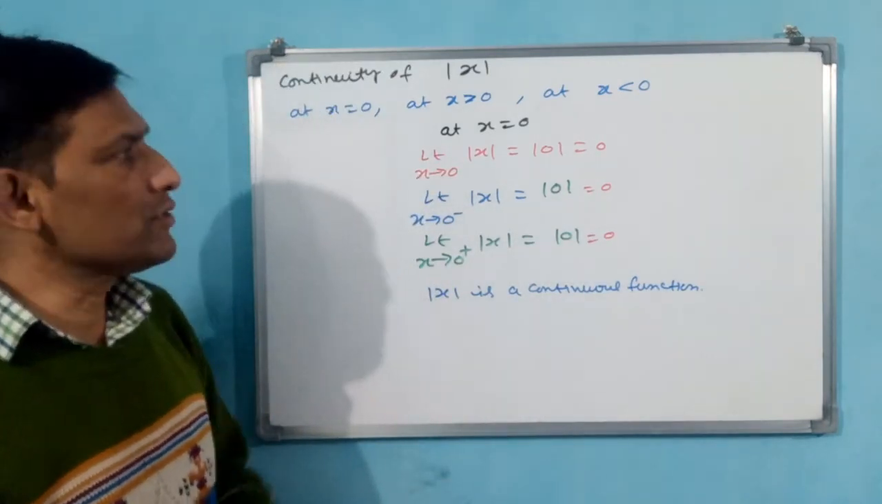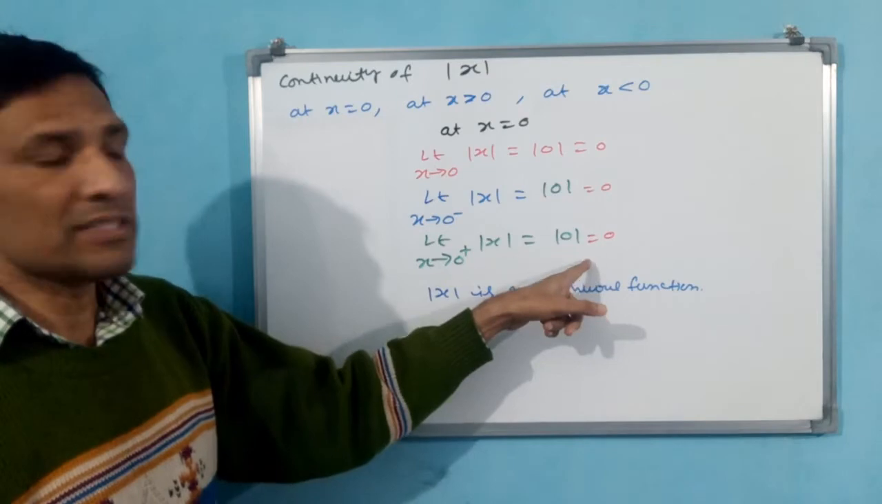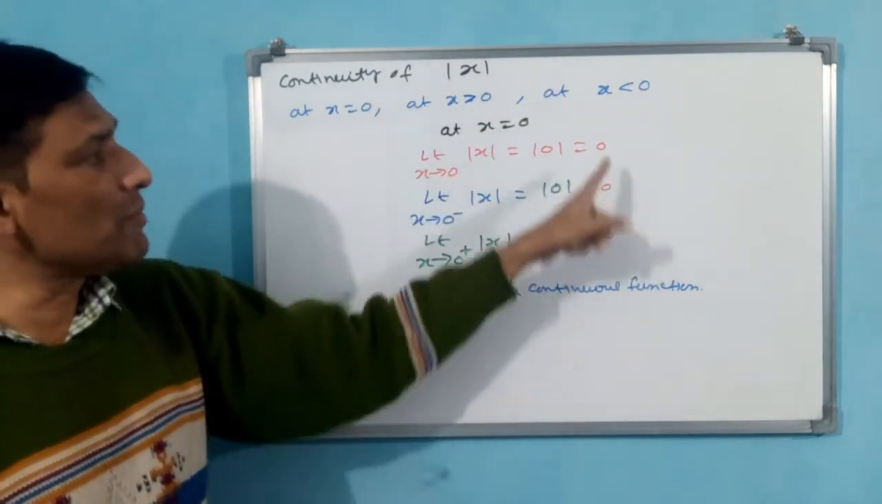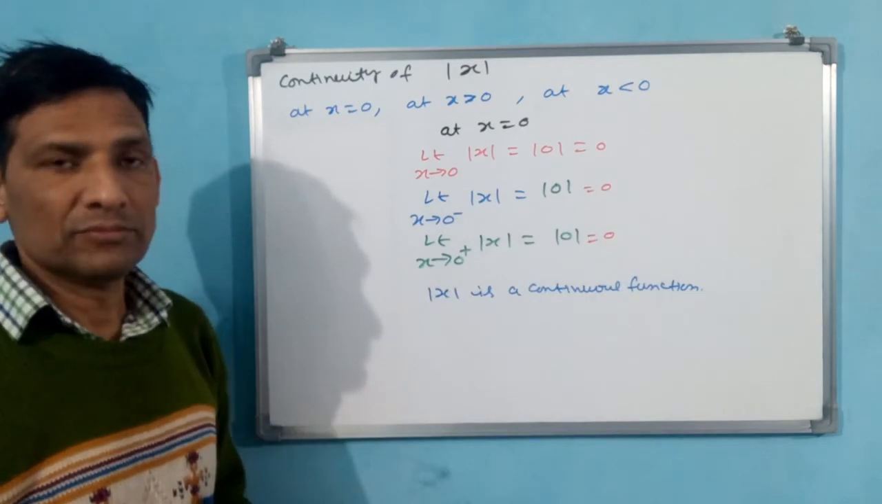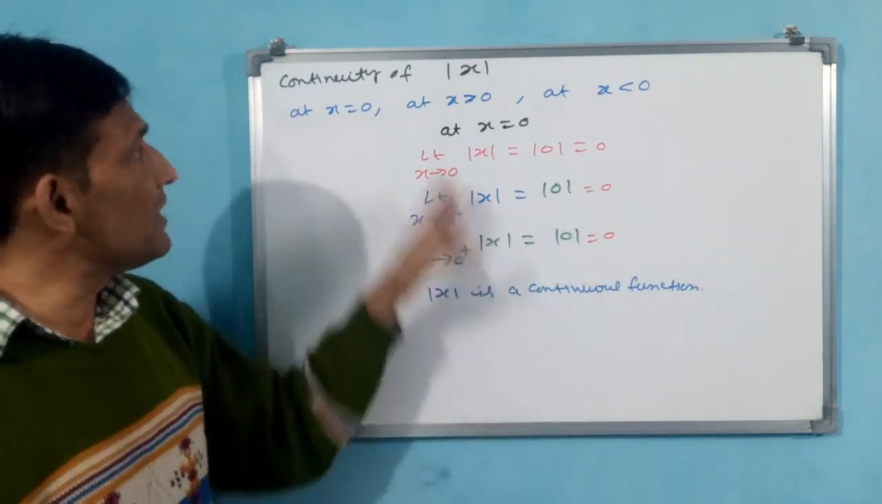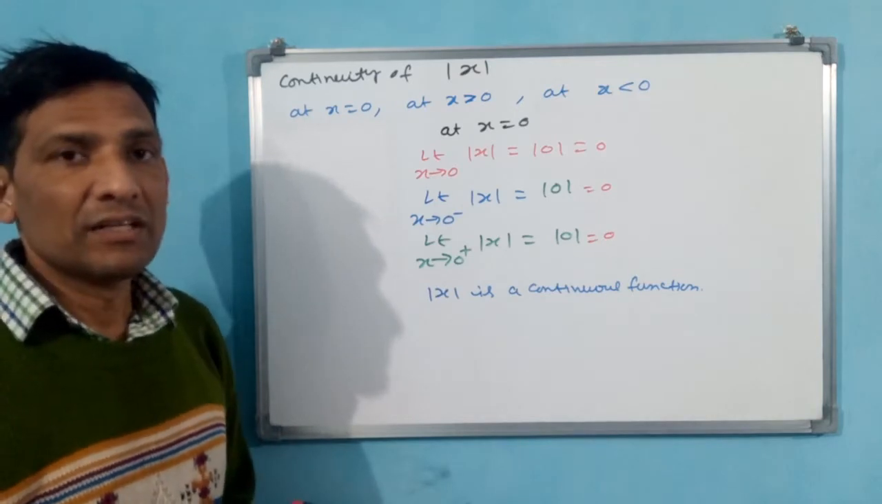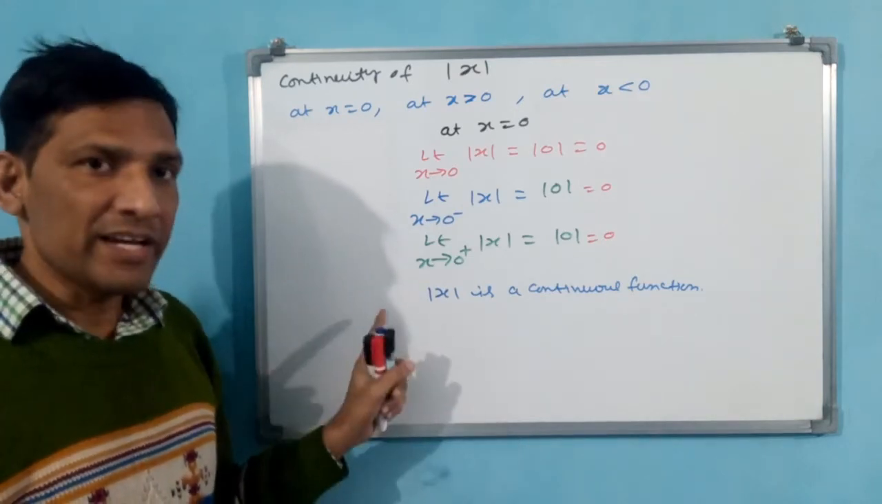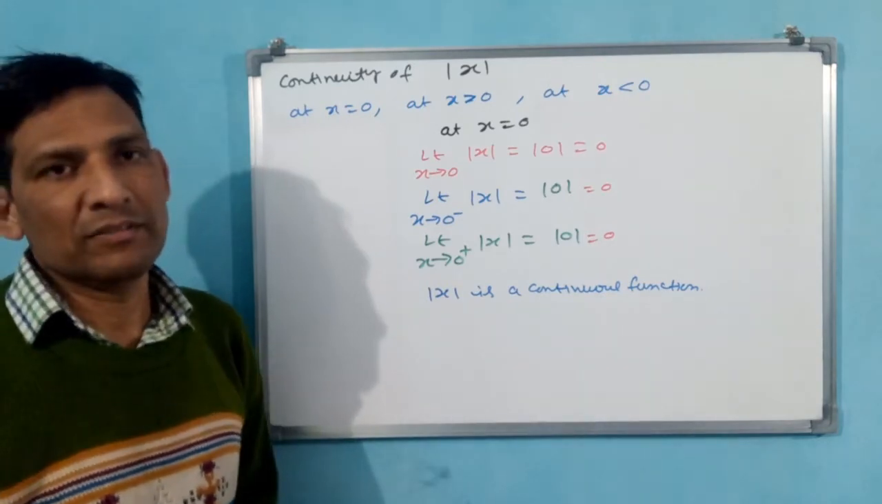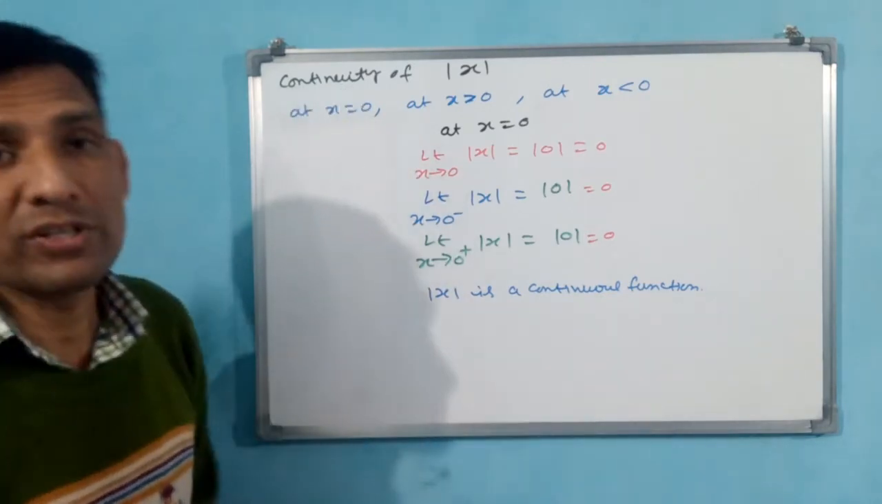Why? Because at x equal to 0 also it is continuous. At x less than 0 also continuous. At x greater than 0 also continuous. Why? Because the outputs are the same: left hand limit, right hand limit, and the main limit. That is why at these three areas this function is continuous. That is why we can say that this is a continuous function. Okay. Now we will see differentiability of modulus x.